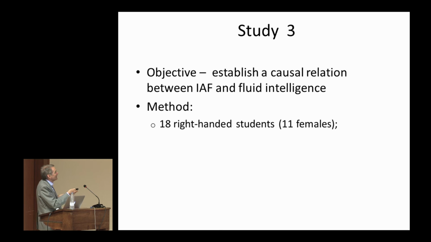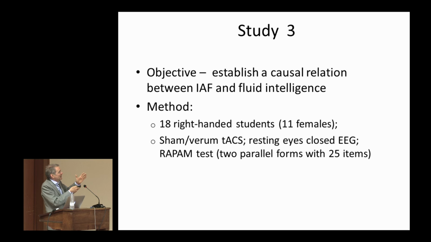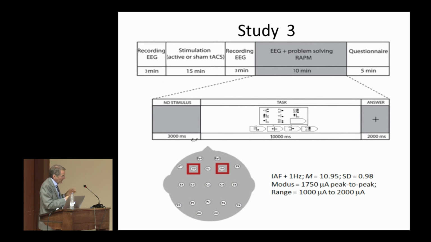And we did sham and verum. Sham means placebo, so you give them nothing in the same group, and the other is real stimulation. We did resting eyes closed EEG and Raven progressive matrices, and we used 2 parallel forms, which have just 25 items. Here you have all the data. We collected EEG when they came in the lab, then we gave them either sham or verum stimulation. Then we again recorded EEG for 3 minutes. Then we did this Raven progressive test, which you have here below.